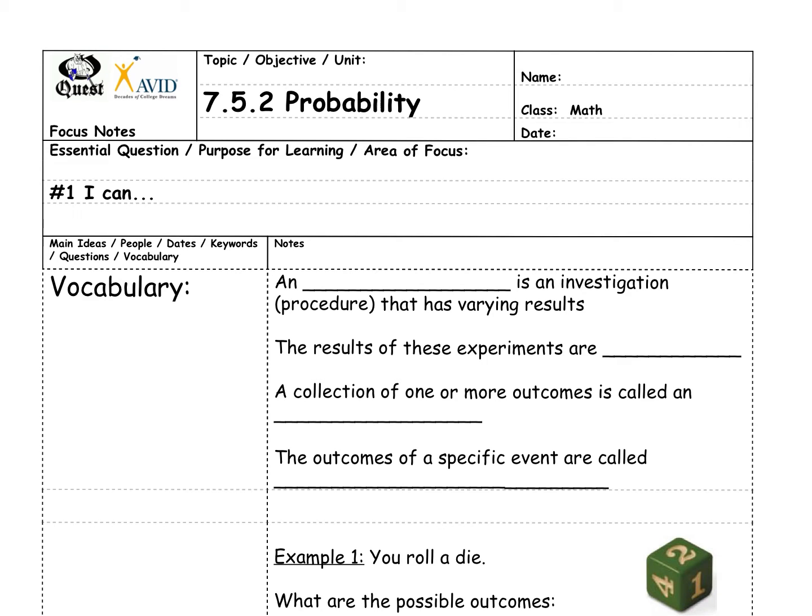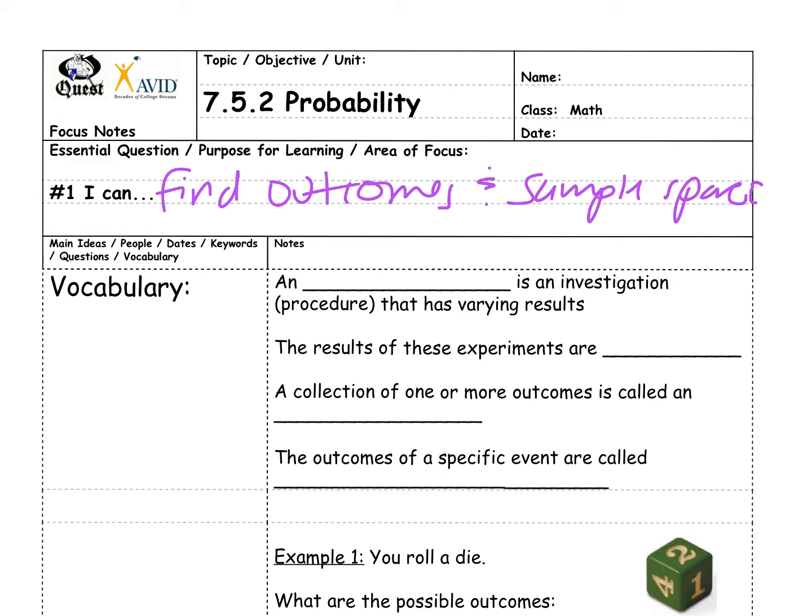So today is our first lesson on probability, and our first lesson is going to be I can find outcomes and sample spaces. And in order to know what that actually means, we have to first break it down and talk about some definitions. So we've conducted experiments this last few days.